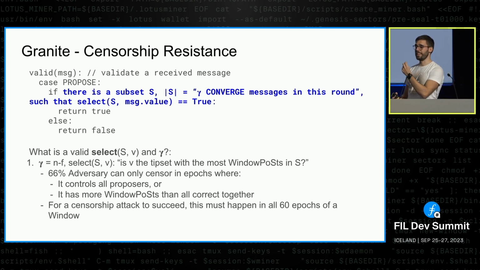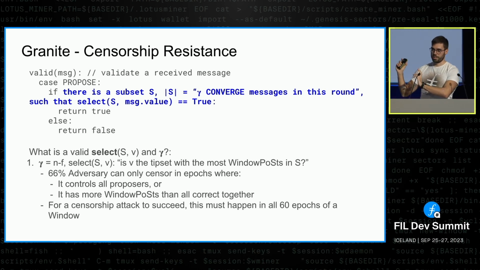And that means, is there any subset of n minus f converged messages such that applying the function select to that subset gives this value? So if there is a coalition between the 66% correct and the 34% adversarial that propose different values, and the 34% are trying to censor, they will include fewer WindowPoSt, and that will never be a valid value to propose in the proposed message.